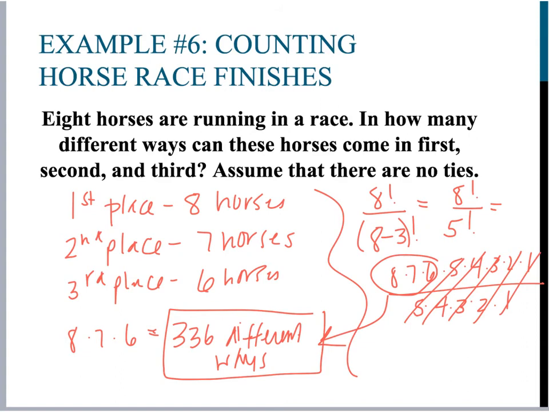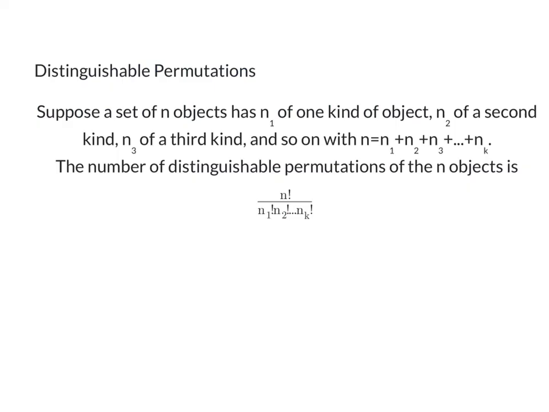Okay, let's look at the next problem. This time we're talking about distinguishable permutations. Suppose a set of n objects has n sub 1 of one kind of object, n sub 2 of a second kind of object, n sub 3 of a third, and so on. To find how many different distinguishable permutations, we would use this formula. The denominator depends on how many differences there are. And again, we will see this in action on example 7, which is our last example.